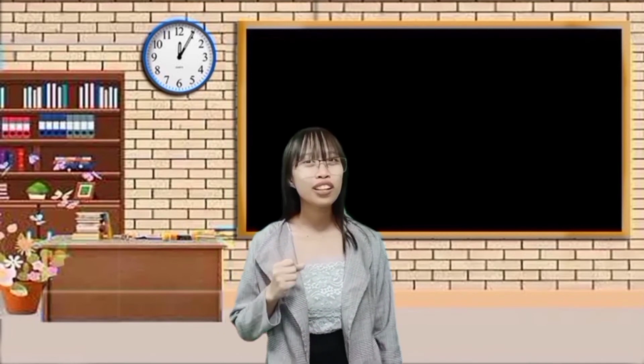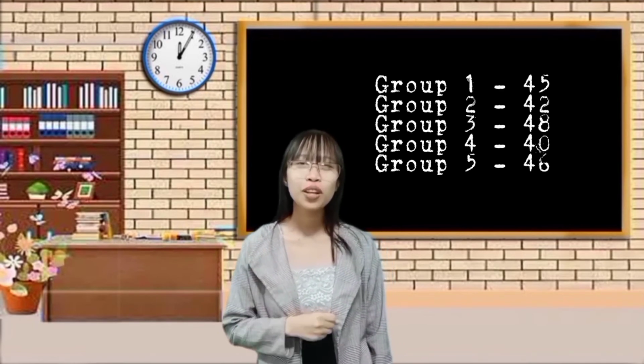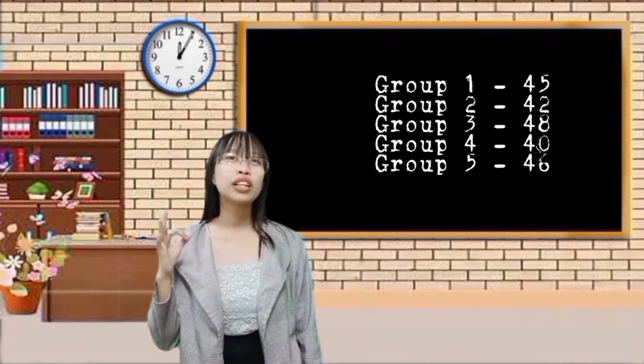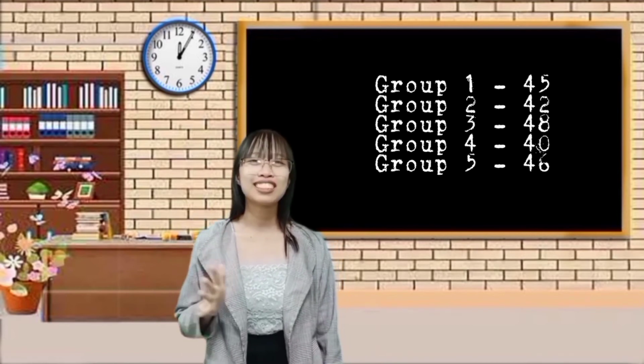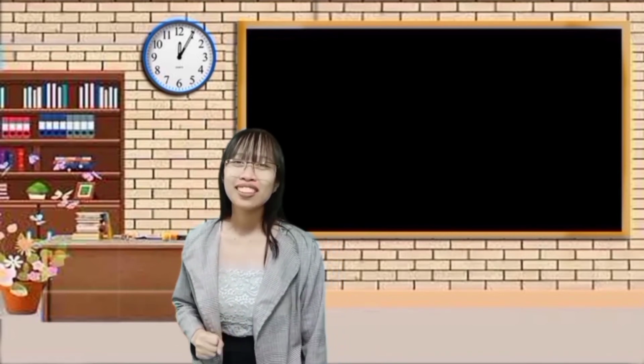So the score of group 1 is 45 out of 50, group 2 is 42, group 3 is 48, group 4 is 40, and group 5 is 46. So keep it up, okay?